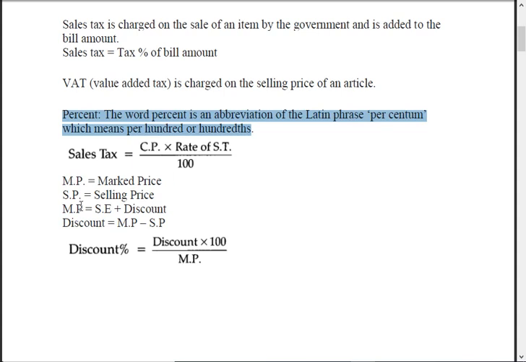Marked price equals selling price plus discount. So discount equals marked price minus selling price. Discount percentage equals discount into 100 upon marked price. Marked price means the price which is printed on the packet of the goods.